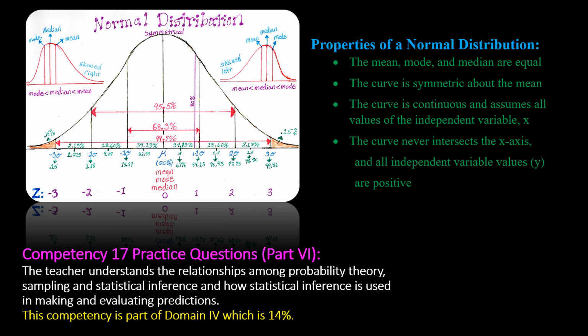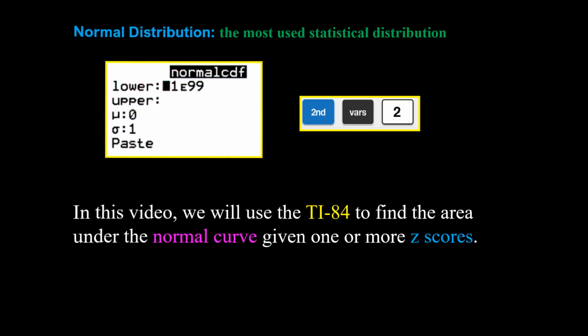Welcome to Part 6 of our Competency 17 practice. In this video, we will use the TI-84 to find the area under the normal curve given one or more z-scores.